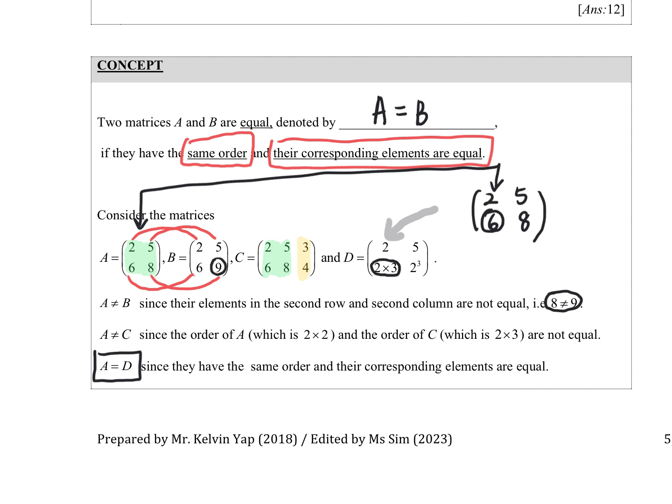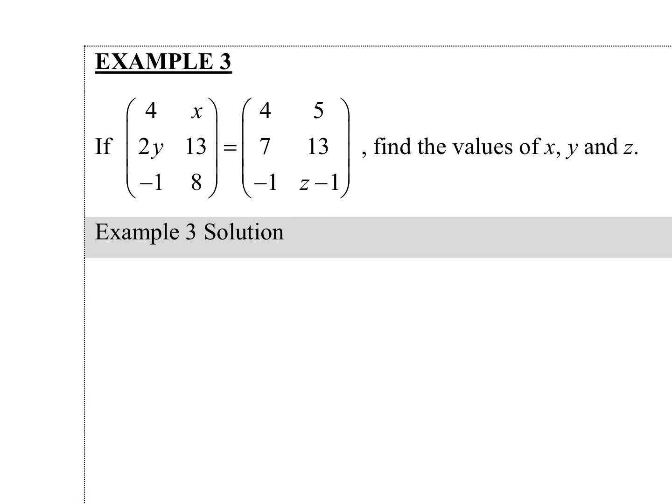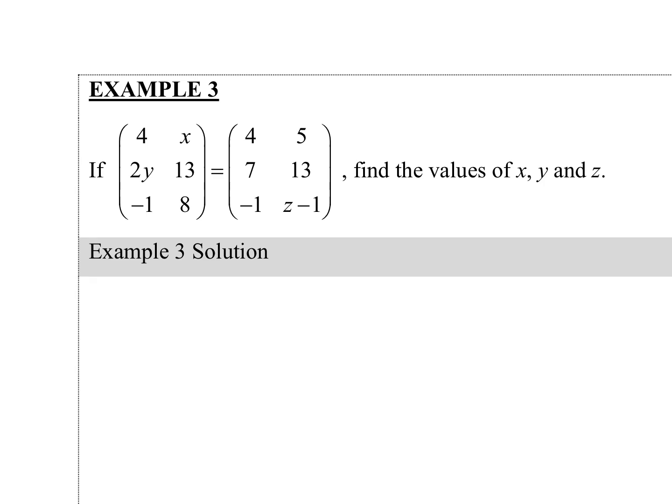Okay, let's go to 4.2. Oh no, haven't. Still got one example. Here. So they tell me that these two matrices are the same. So meaning X must be 5. Just compare. 2Y must be equal to 7.